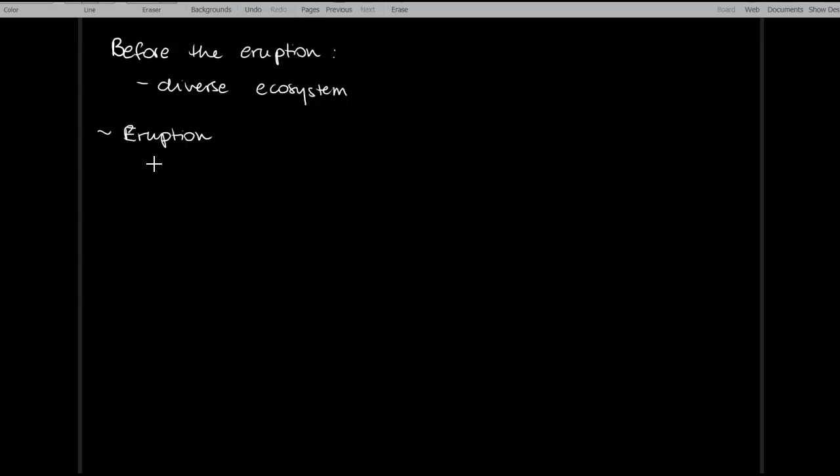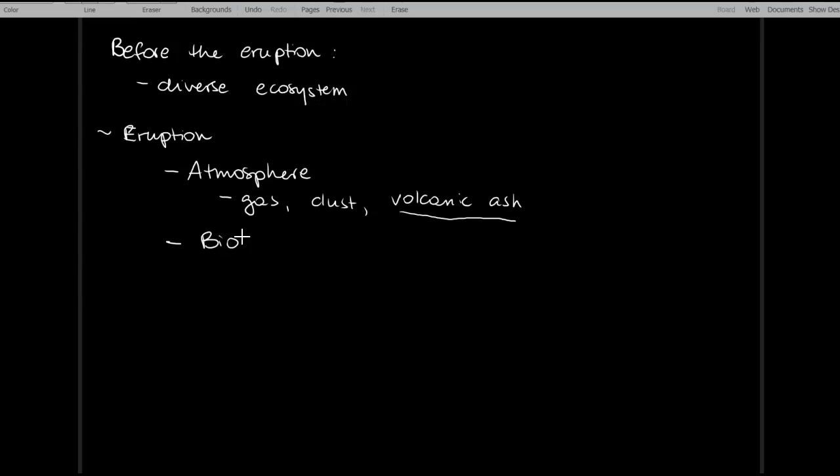So for example, when we look at the atmosphere, right, what kind of impact can a volcanic eruption have on an atmosphere? Well, we release a lot of different gases. There's a lot of dust that's being released into the atmosphere, and then also volcanic ash, right? That will change the atmosphere. And if you remember, we talked about how volcanic ash can actually lead to cooling of our climate because it blocks off a lot of the sunlight that's supposed to be reaching the surface.